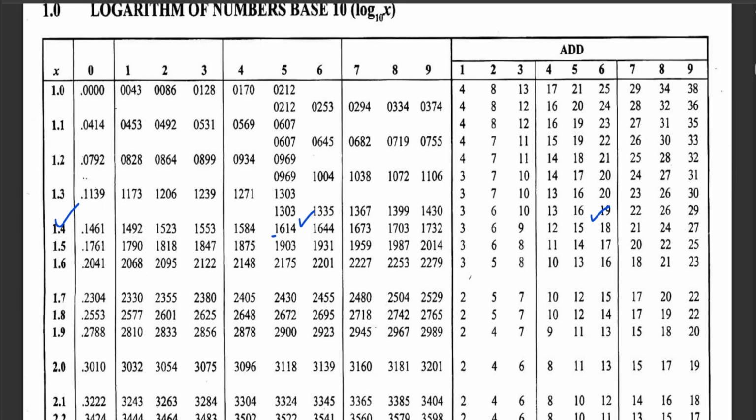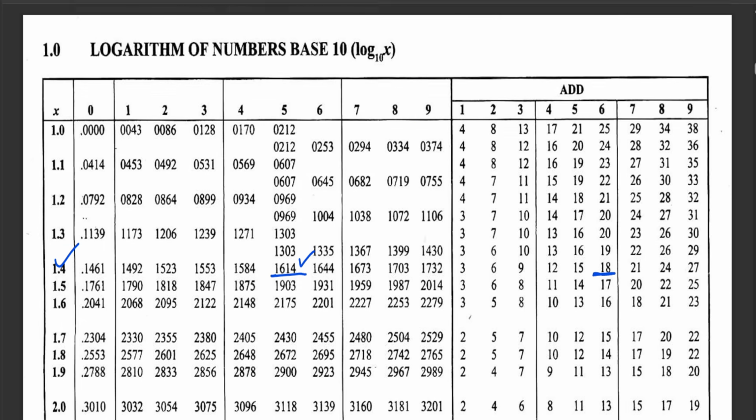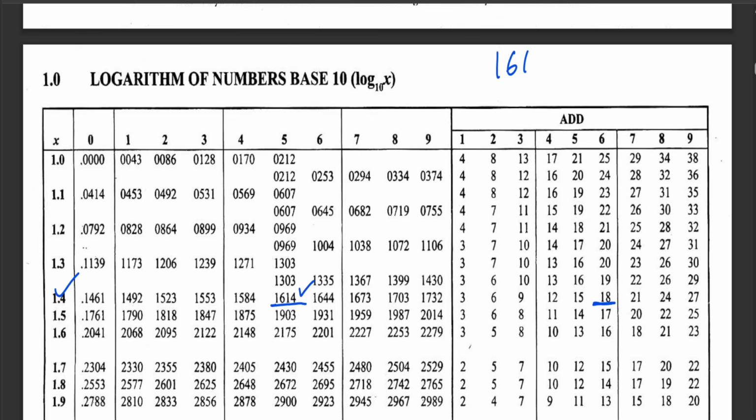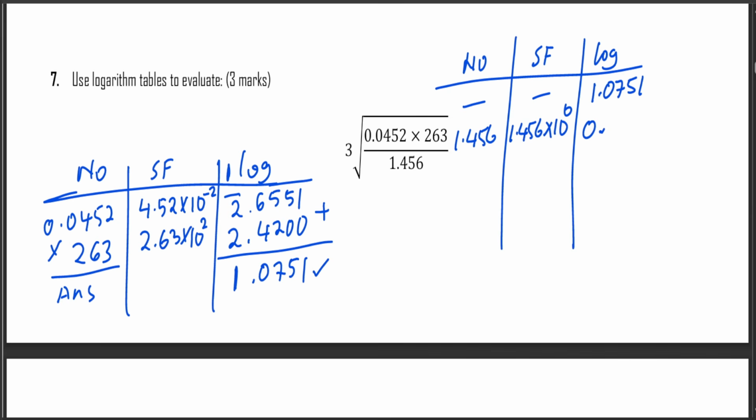So 1.45 is 1614, and 6 is, sorry, that's not 6, that's 5, and 6 is 18 plus 18. So 1614, let me write here 1614 add to 18, and it should give us 12 plus 1, 1 plus 1 plus 1, 3, so it gives us 1632. So the answer to here is 1632.